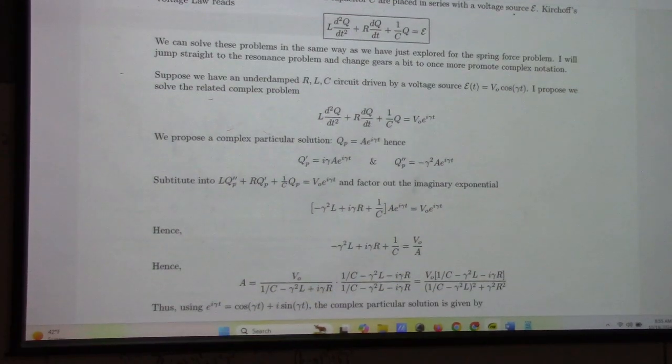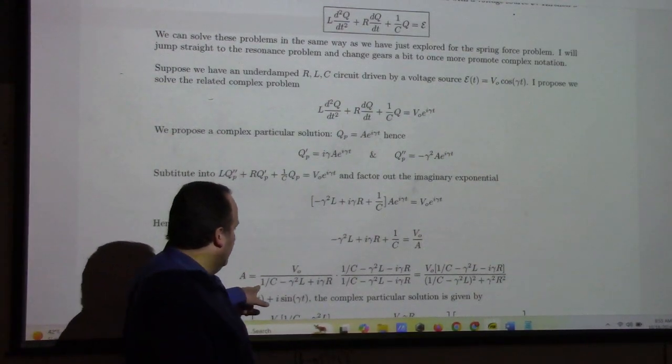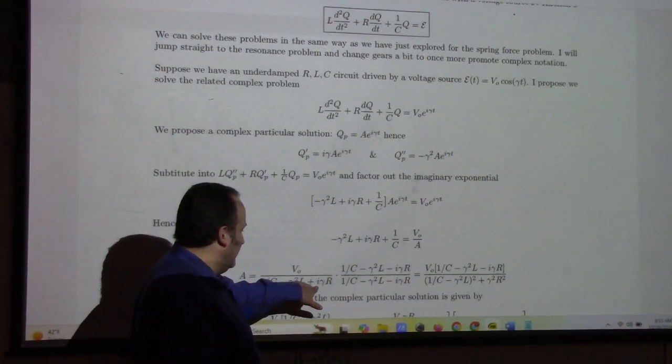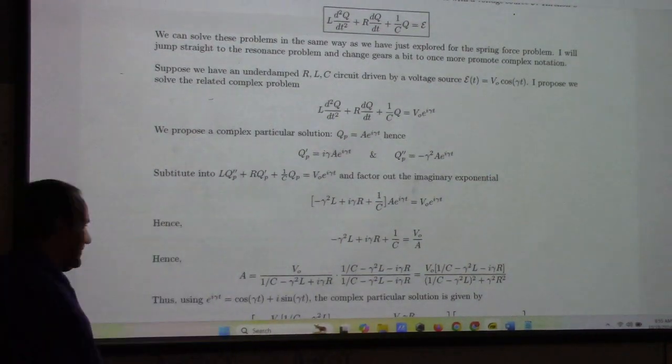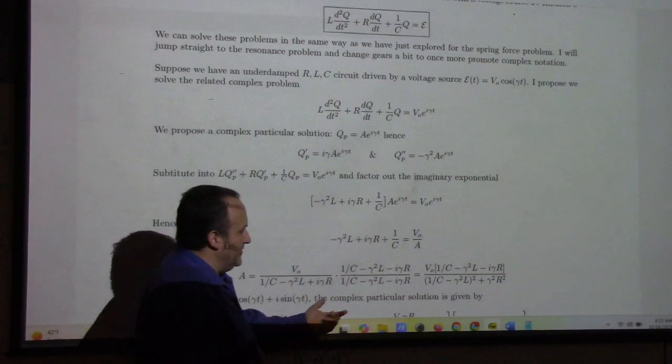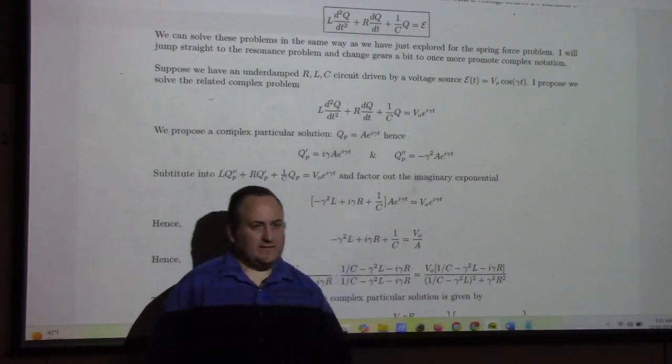Now, there are strings attached. A is a complex constant. So you get this, which you then have to multiply by the conjugate of the denominator, which gives you this formula here. And you can start to see the same patterns appearing, right? 1 minus a squared, squared, plus a squared. It's the same pattern.